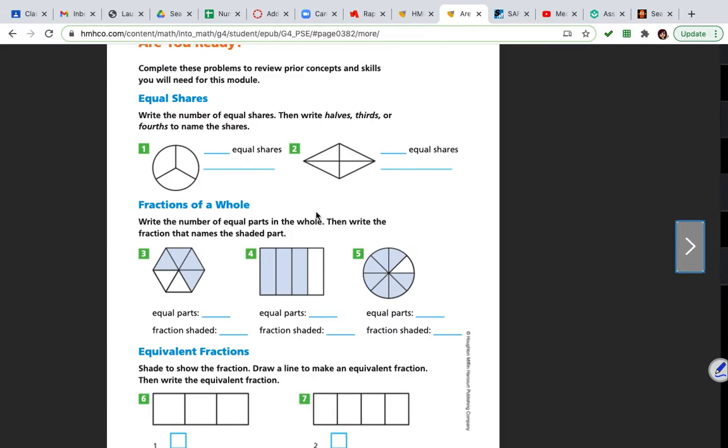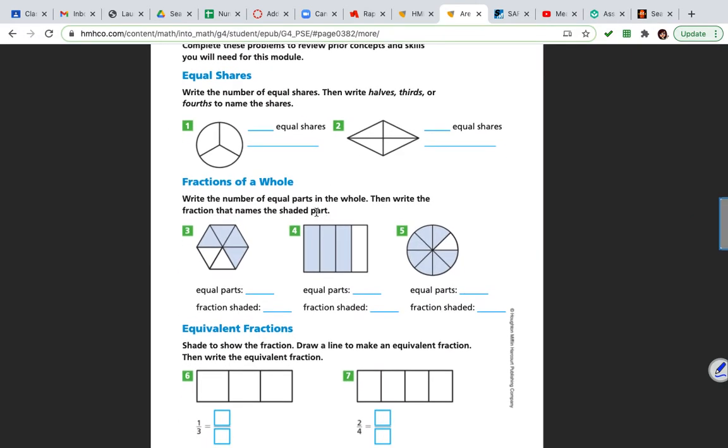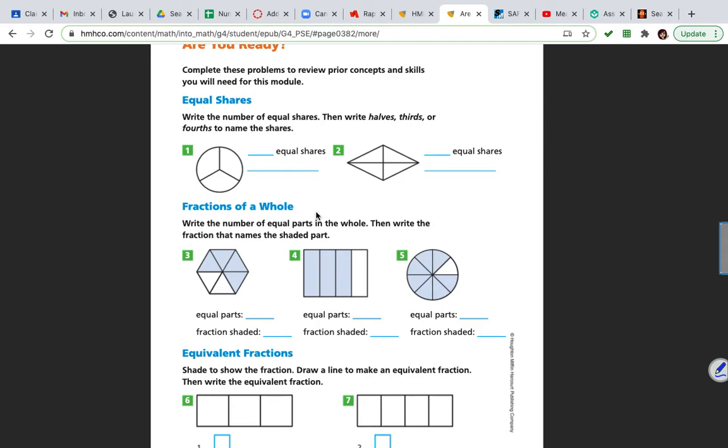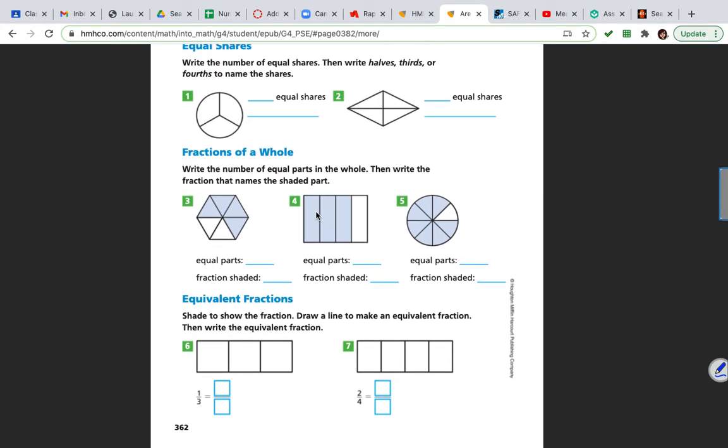So remember, if you haven't attempted these problems, I want you to do the problems before we go over it, okay? So it says, complete these problems to review prior concepts and skills you will need for this module. All right, for 1 and 2, it says equal shares. They want us to write the number of equal shares, then write halves, thirds, or fourths to name the squares. So number 1, how many equal shares are there? We have 1, 2, 3. We have 3 equal shares. That means it will be thirds.